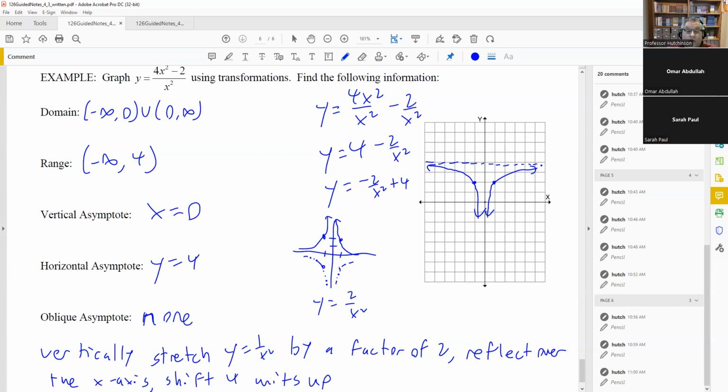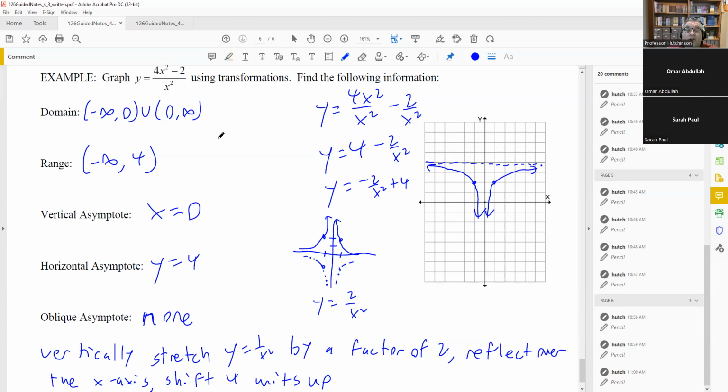And then it'll ask you for domain and range, the asymptotes, everything we just did here. It'll ask you for all that same information again. So I want to make sure that's clear because again, there's about 4 or 5 questions that kind of ask you something similar with graphing these by transformations.